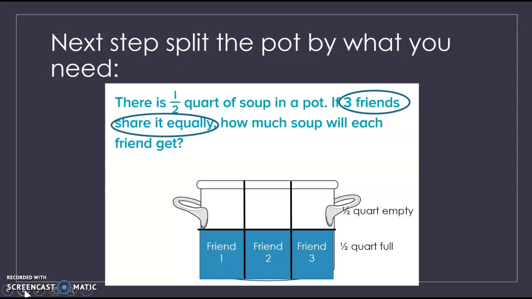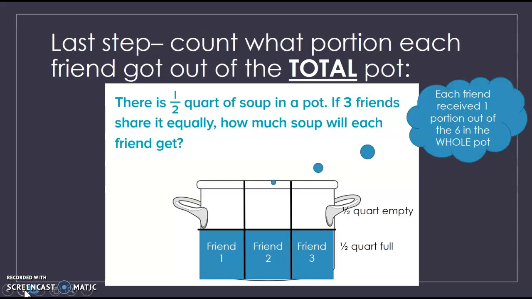So if you're friend 1, how much of the soup are you going to get? So we had 1/2 a quart, and you're going to get 1/3 of that half. So you're going to end up with 1 portion out of the 6 in the whole pot. Where did I get that 6 from? Well, if we look at the full portion of soup and the empty portion of soup, you're going to notice that the pot, the entire pot, is broken off into 6 groups. So you end up with 1 portion out of the 6 whole in the pot.